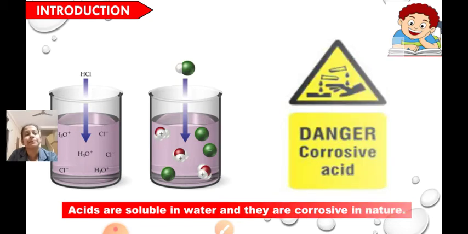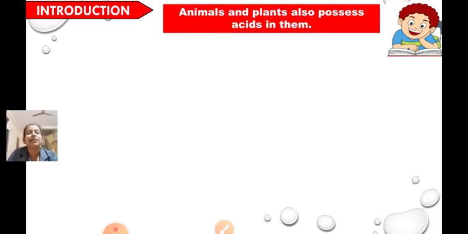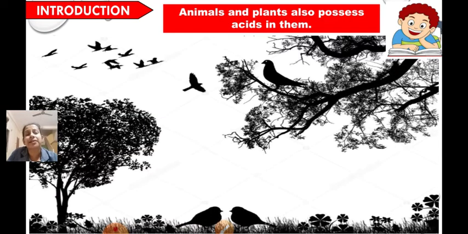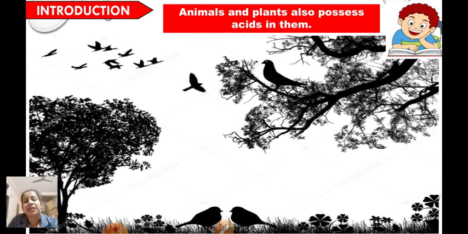So you have to be very careful when this type of symbol is shown on an acid. Then animals and plants also possess acids in them. Not only fruits and vegetables, but even animals consist of different types of acids. So that means acids are present everywhere. Since animals and plants also consist of acid, acids are present in almost all living organisms.